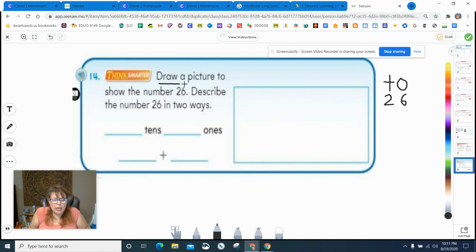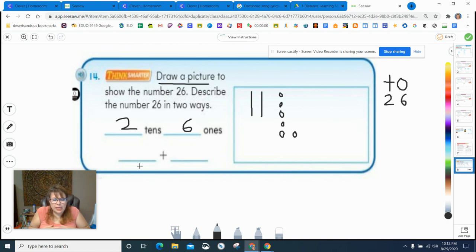Now it says draw a picture to show the number 26. So in my TO, I have 2 tens. So I'm going to do 1 ten, 2 tens, and then 6 ones. 1, 2, 3, 4, 5. Remember, we do 5 and then 1 more, 6, right next to it. Now I have 2 tens. So I write 2, and then the word tens. And then I have 6 on the ones side, so I write 6, and then the word ones.